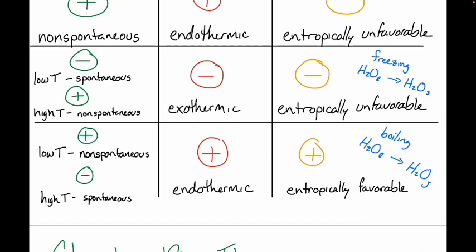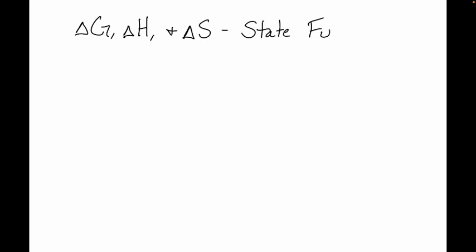Cool. All right. So, talking more about these thermodynamic quantities here: delta G, delta H, and delta S. These are very useful quantities because they are what are called state functions.